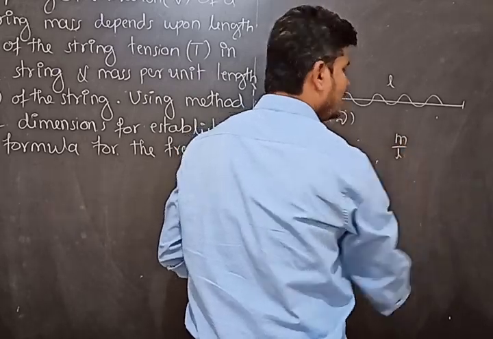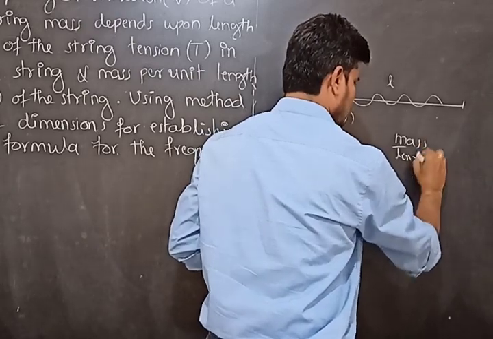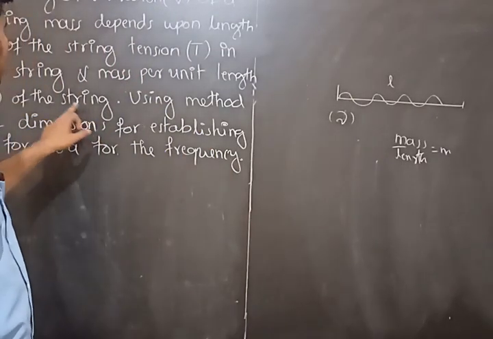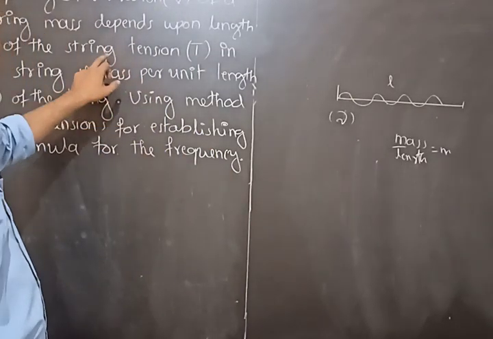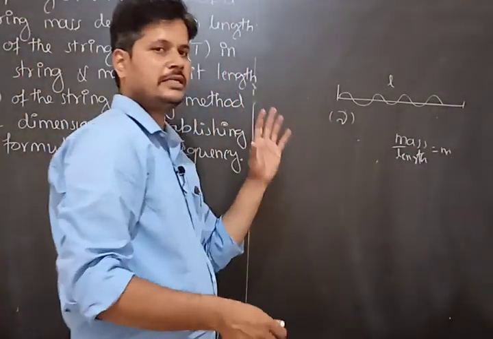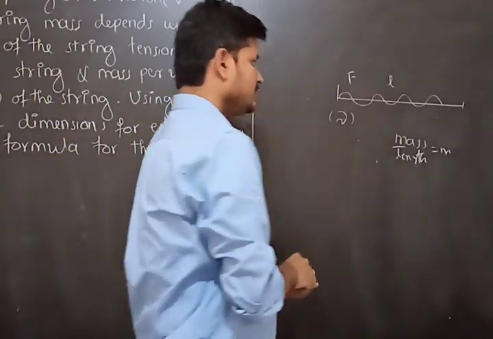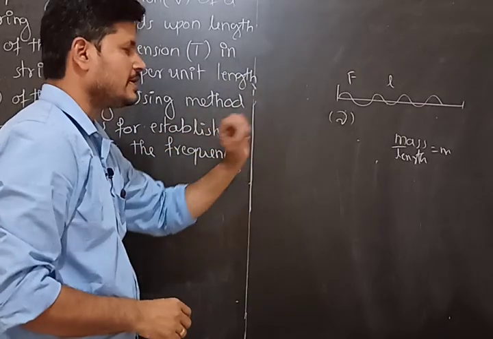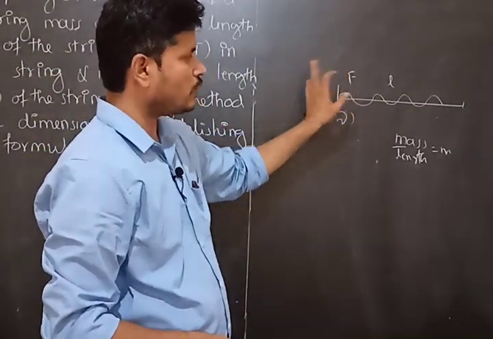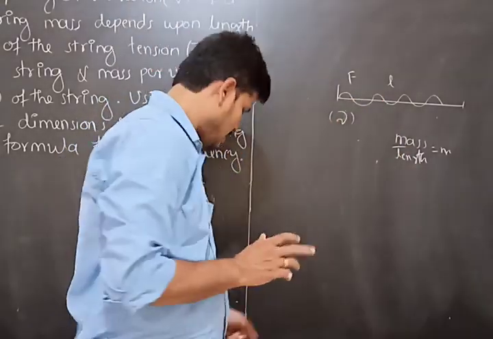Mass divided by length, that is small m here. Next, the tension in the string, and this tension is nothing but force. When you stretch the wire, there is a certain force acting on the wire. That force is F. Correct? On what factors does this frequency depend? It depends on the force, the length, and the mass per unit length. How are they related?